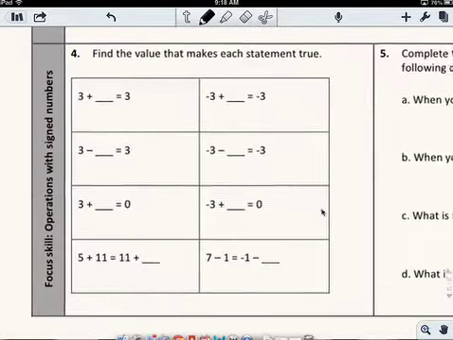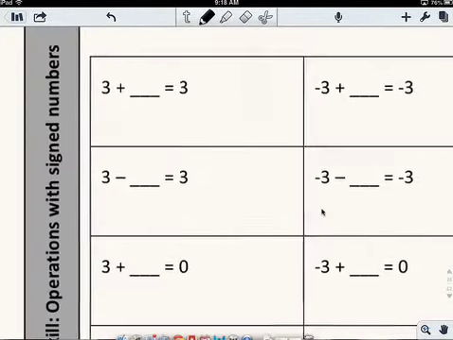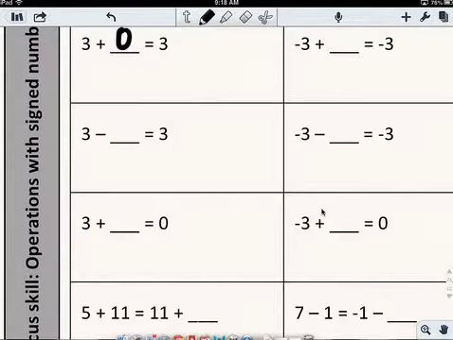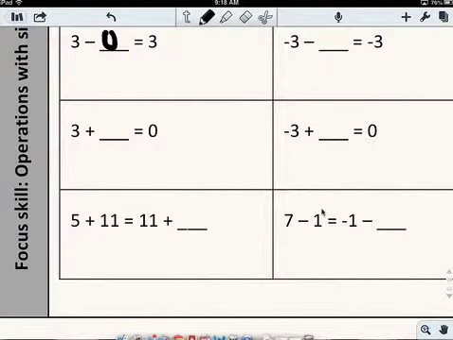All right, find the value that makes each statement true. 3 plus blank equals 3. So you're adding something that doesn't change it, so it must be 0. 3 minus something equals 3. Again, the value doesn't change because 3 and 3 are the same, so we must be taking away nothing. All right, 3 plus something equals 0. So it's like we took 3 away. I know that taking away is like adding a negative, so 3 plus a negative 3 equals 0.